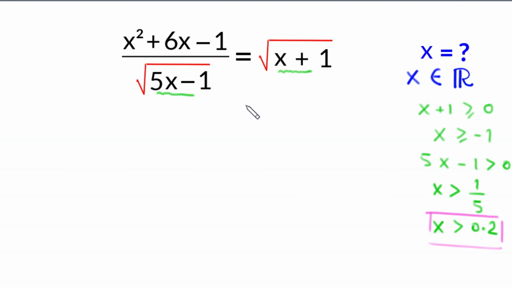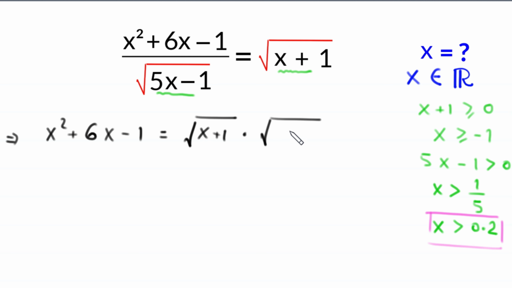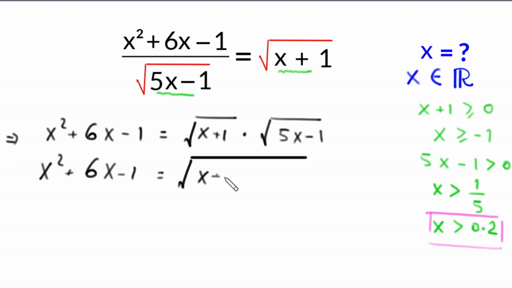Now if we multiply both sides by this root of 5x minus 1, this implies that x squared plus 6x minus 1 equals the square root of x plus 1 times the square root of 5x minus 1. Further simplifying, this will become x squared plus 6x minus 1 equals the square root of (x plus 1) times (5x minus 1).